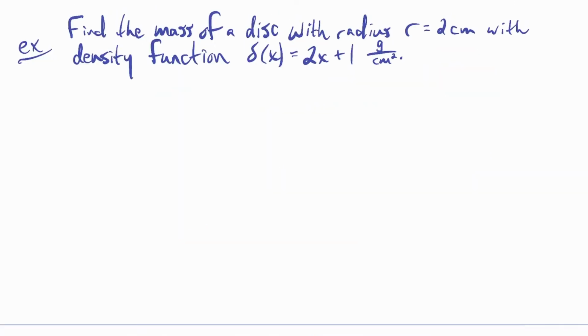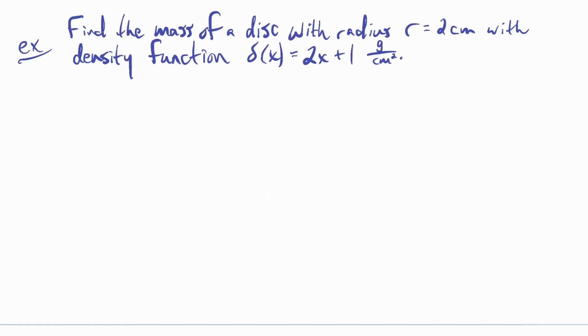Okay, so let's do an example where we find the mass of a disk with a radius r equals 2 centimeters with density function delta of x equals 2x plus 1 grams per centimeter squared. This time we'll use delta instead of rho. It's not an important difference, but I just wanted to do both at some point because some books use one versus other books use the other.